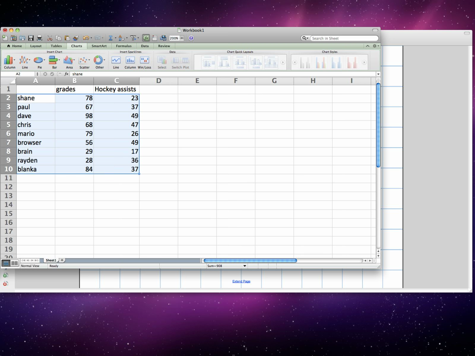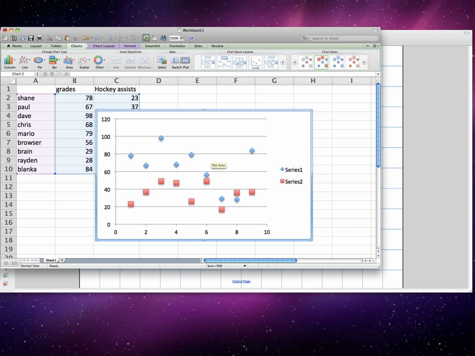Okay? So I went to Charts here if you have a Mac. So I went into Charts, and we're looking at a scatter plot. We're just doing a marked scatter plot. They may have smooth line curves. We don't really need that right now. So we're doing a marked scatter plot.